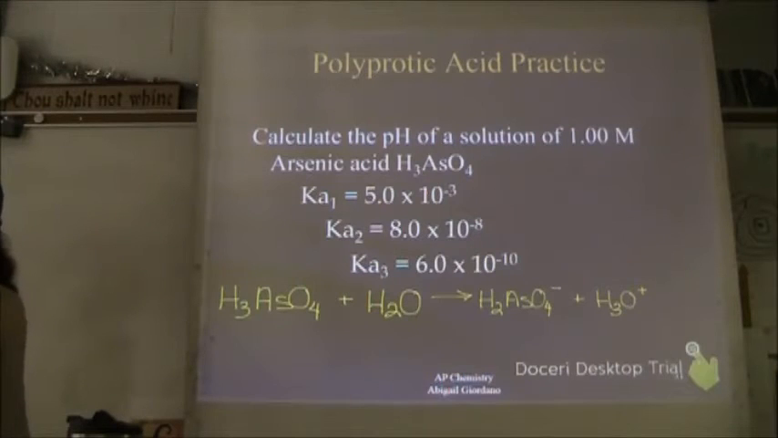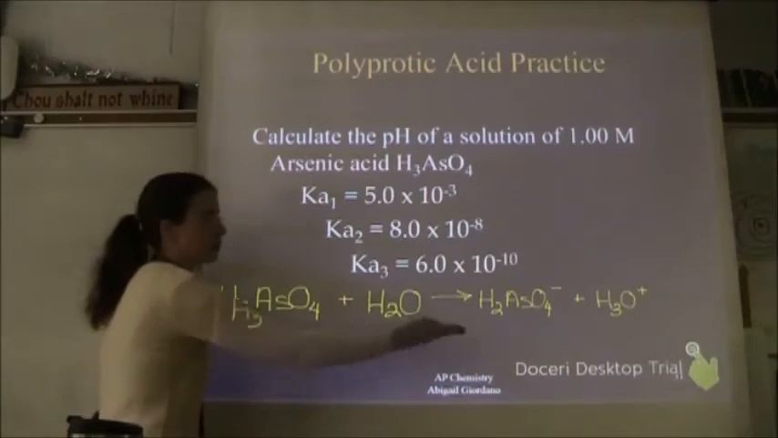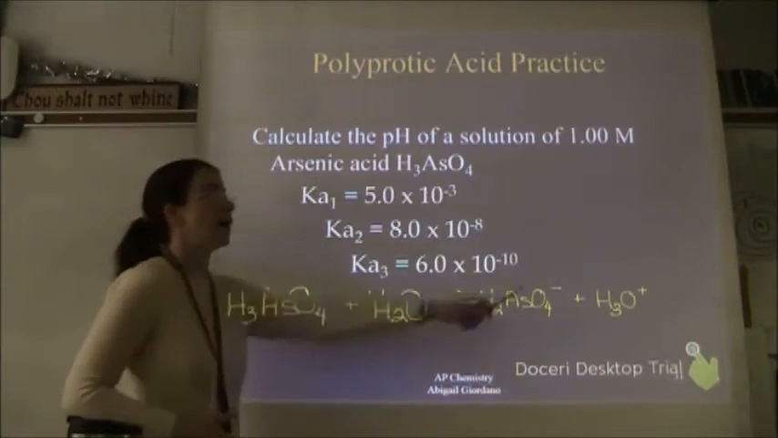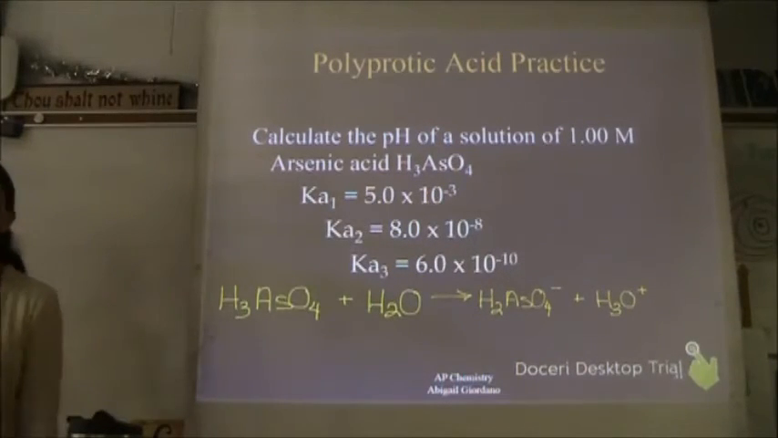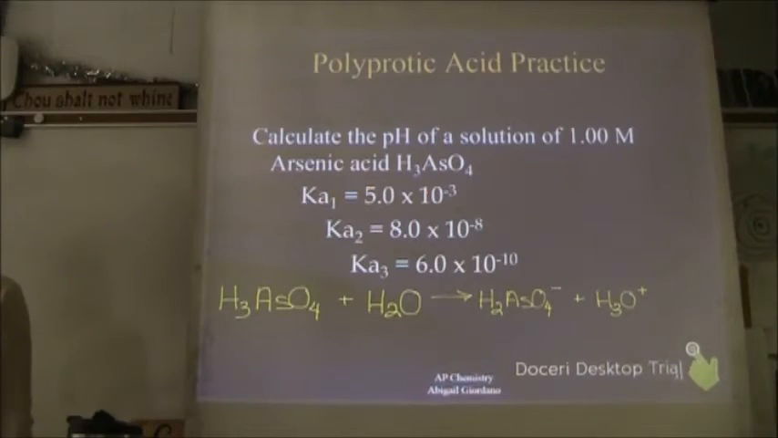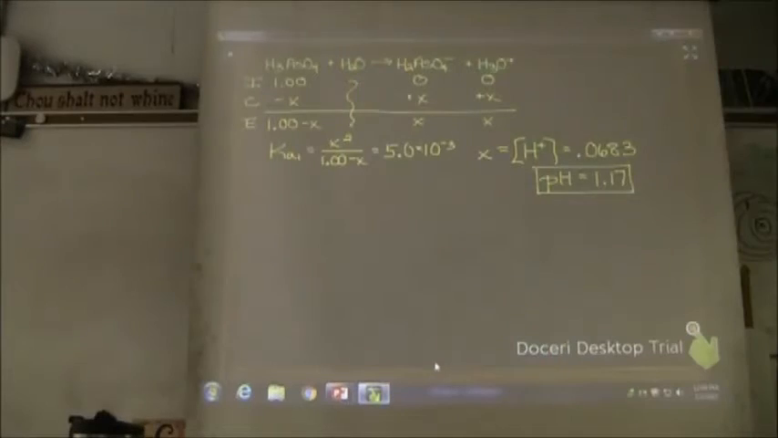Here's what I'd like for you to do. This is the reaction for the first dissociation. You have an initial molarity. You have a Ka value. Please use that information and solve for a pH. Go. All right, how'd you do?